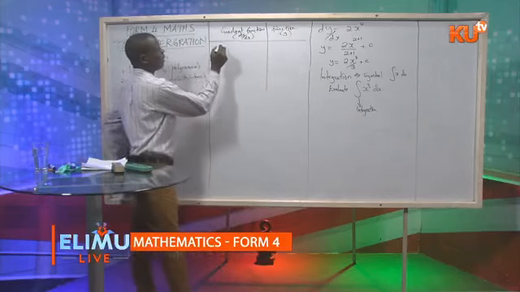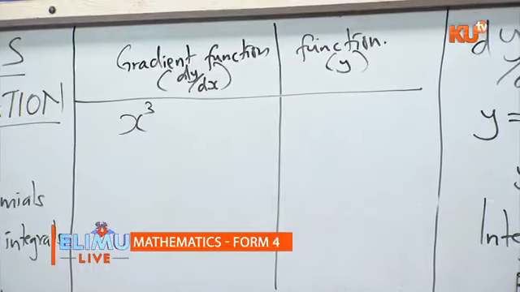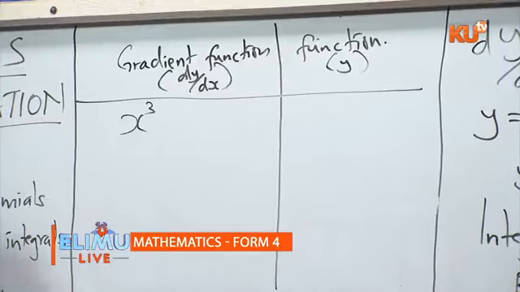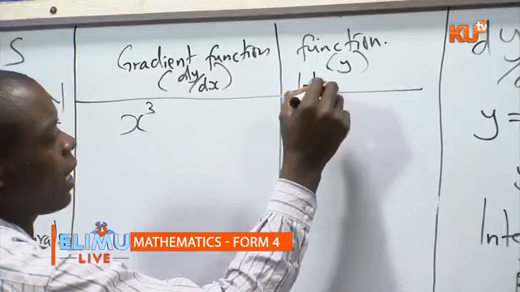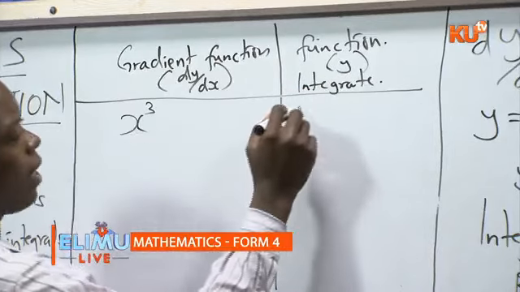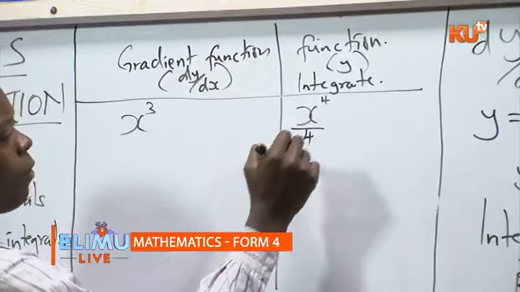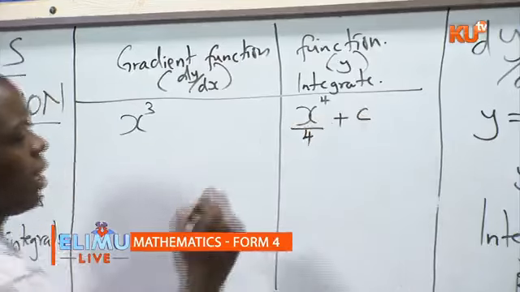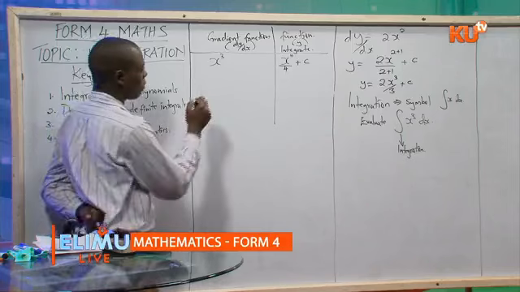If we have now the derivative, the gradient function given as x cubed, that is the dy dx, then to obtain the function, this is the process now, integration. To integrate in this case, we add 1 to the power, so we have x power 4. We divide by the new power, which is 4, and then we add a constant c. That is the integral of x cubed. It's x power 4 over 4 plus c.